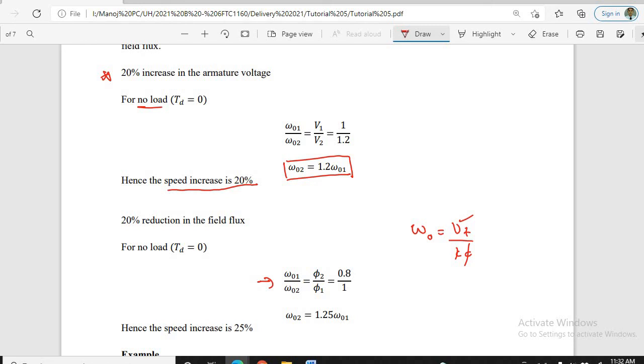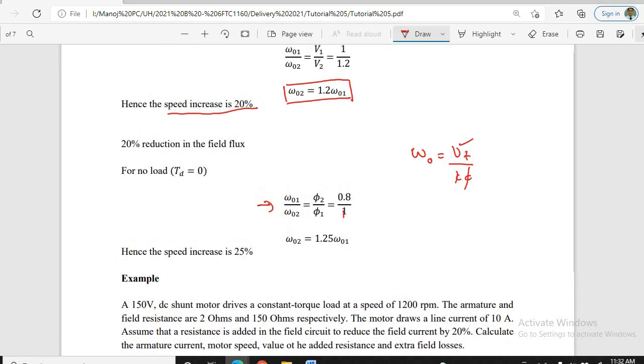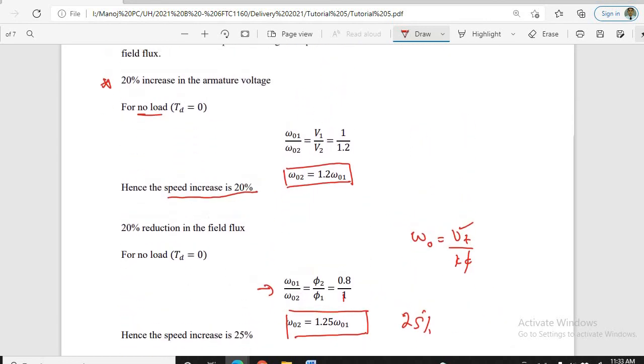The previous value is 1 and it is reduced by 20%, so 0.8, right? So if you calculate the second change, you can see how the speed has increased. Even though we have decreased the field by 20%, the speed has increased by 25%. So this is a 25% increase that we are observing here.